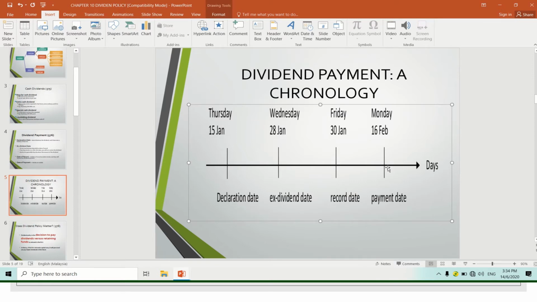Then the record date will be on 30th January. As I said, at the record date the company wants to determine who gets the dividend and who does not. During this record date, the stock is not traded because the company wants to fix its accounts and so on. So 2 days before the record date is the ex-dividend date. The ex-dividend date means whoever buys the share on this date will not get the dividend.